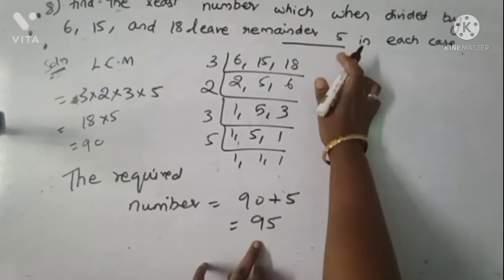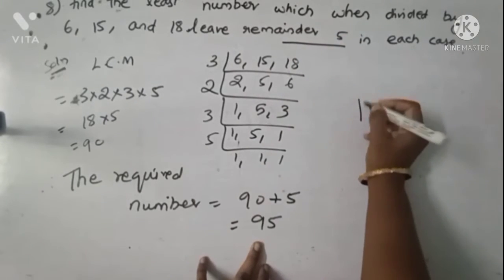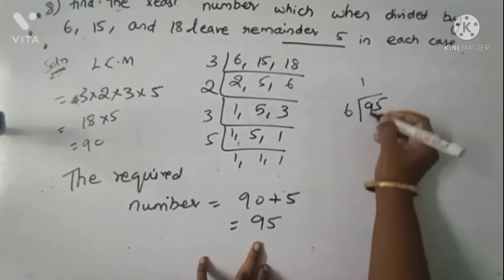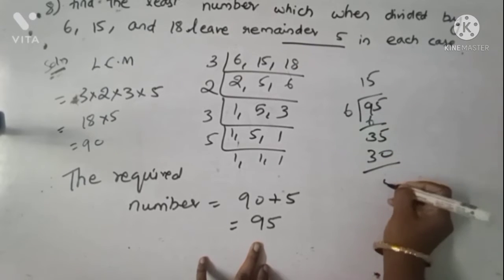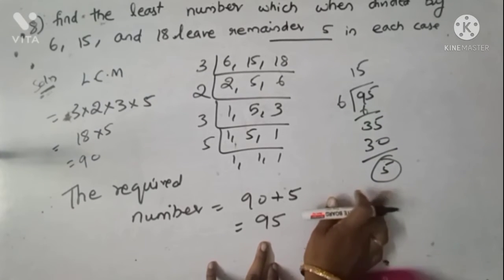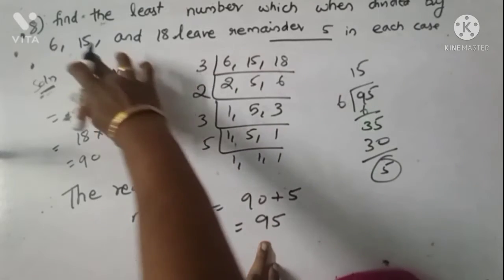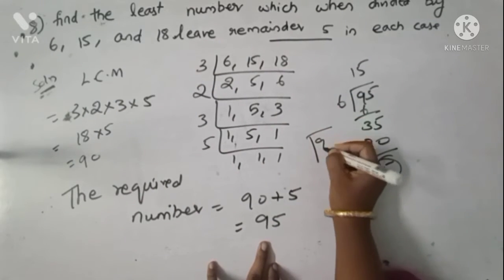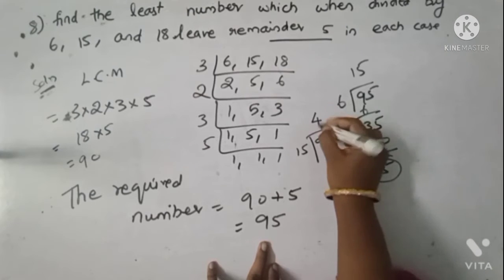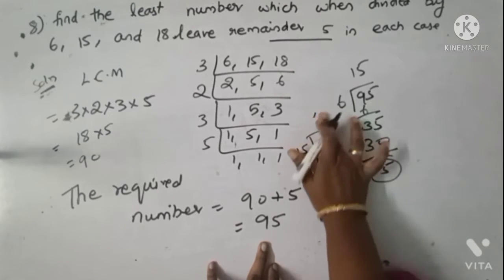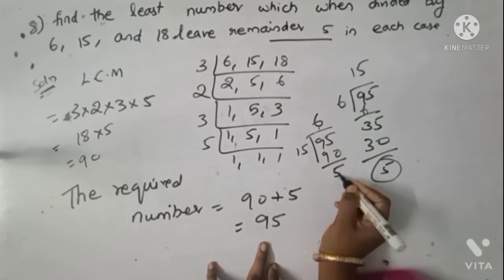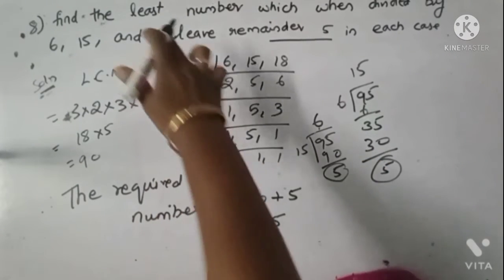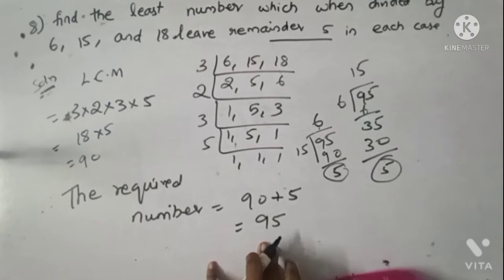For example, if you just consider 95, when I divide 95 by 6, 6 1s are 6, balance 3, 6 5s are 30. So it leaves a remainder 5, isn't it? Now if I consider 15, 95 divided by 15, 15 6s are 90. So the remainder is 5. Similarly 18, if I divide 95 by 18, we get the remainder to be 5. Okay, so this is the meaning of the question.